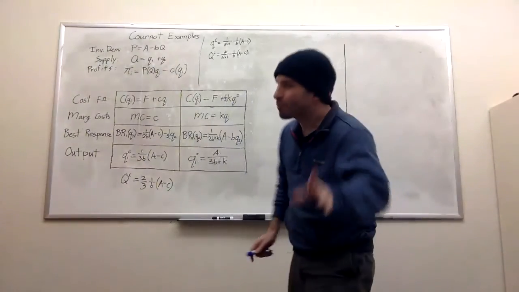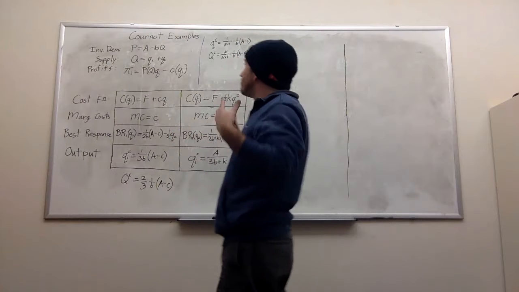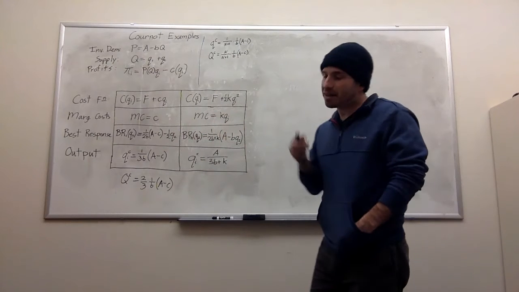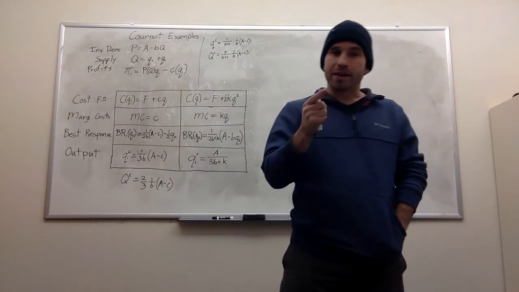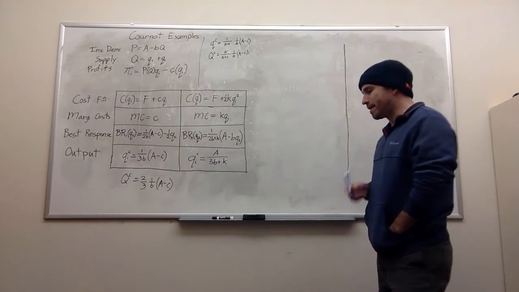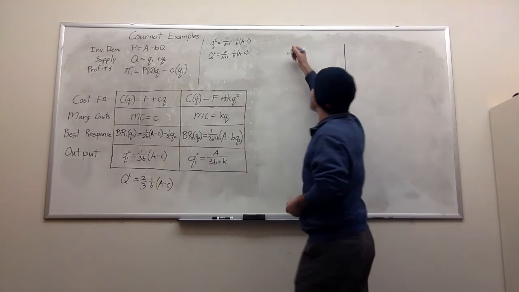Okay, now, so here comes the fun part. Let's think of an example where we don't just look at the three-firm oligopoly case in this Cournot setting, but think about antitrust law.